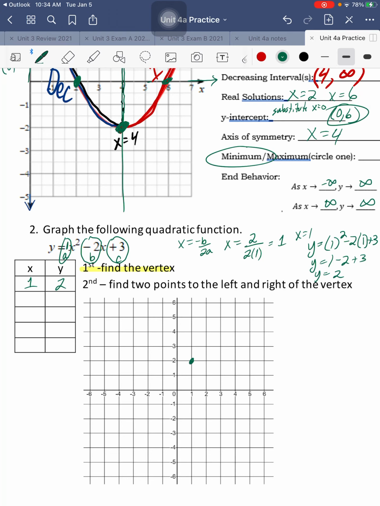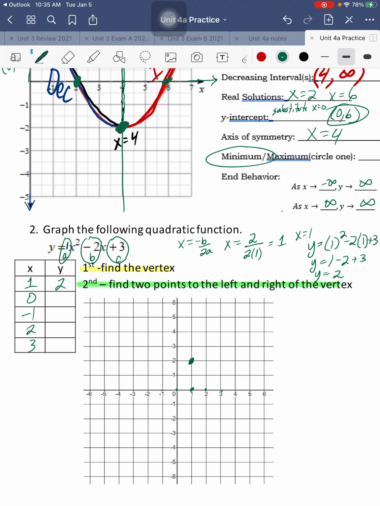Now the second thing you need to do is find 2 points to the left and 2 points to the right. So the easiest thing to do here, there's no fraction. The a is not a fraction, so we don't have to look at the denominator like we did in the notes. But I would just take the integers left and right. So the 2 integers left of the x value of 1 are 0 and -1. The 2 integers to the right of the vertex are 2 and 3. So those would be the 2 I choose. The closer you can get to the vertex, the better.